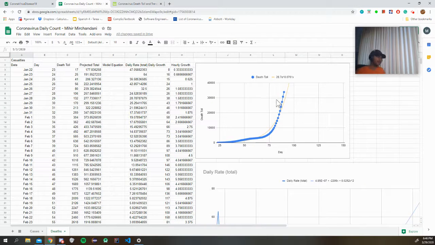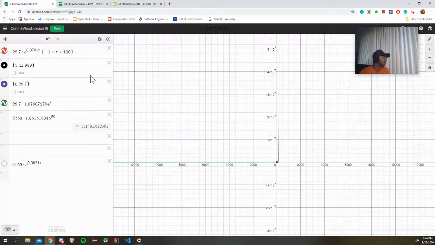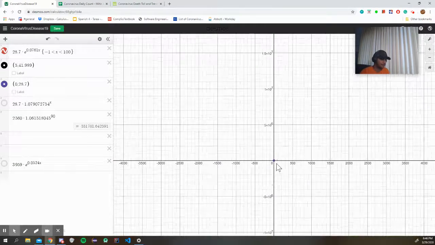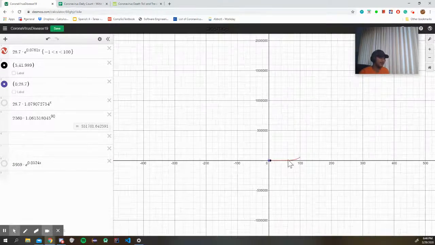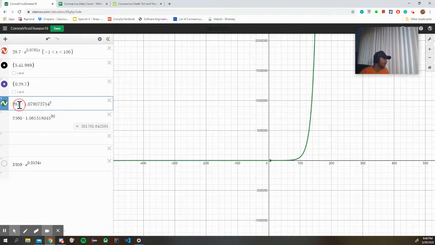But on with our equation. Google has generated this equation for us. This is the line of best fit, or the model equation: 28.7 e to the power of 0.0761x. If we graph that here, that is this red line. And I've matched a green line on top of that just to put it in a different format. So it's initial times rate to the power of time.